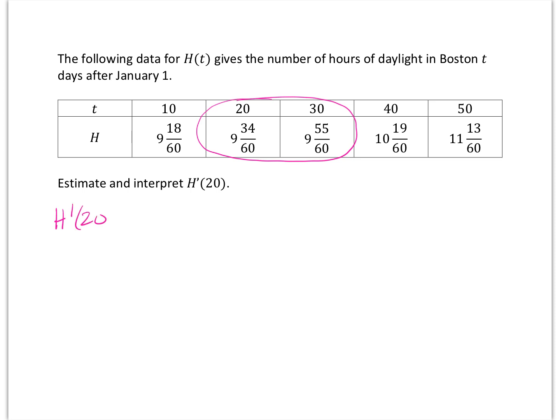So h prime of 20, remember the limit definition would be the limit as h goes to 0 of h of 20 plus h minus h of 20 all over h. And I would let my interval from 20 to 20 plus h get smaller and smaller and smaller and approach 0. But the smallest interval I can do from 20 to 20 plus h is 10. This is all the data I have.